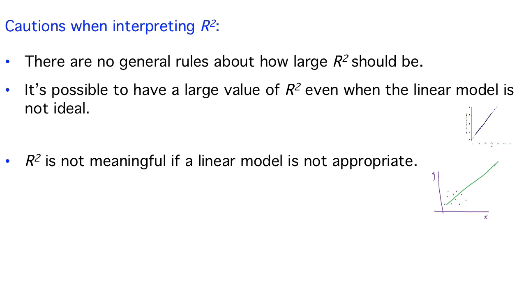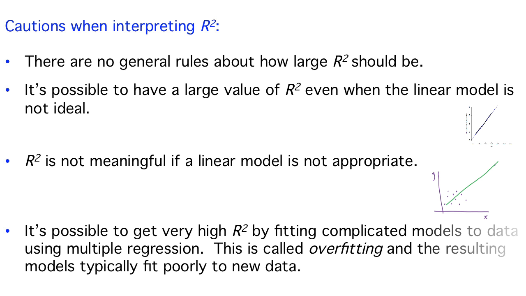We've been looking at regression models which just have one predictor variable. These are called simple linear regression models. Multiple linear regression models have more than one predictor variable. With them, it is possible to make r squared very large by fitting more and more complicated models. But overfitting the data with complicated models typically results in a model that does a bad job at fitting new data points. So, especially when using multiple regression, relying on r squared as a measure of the fit of the model can be deceptive.